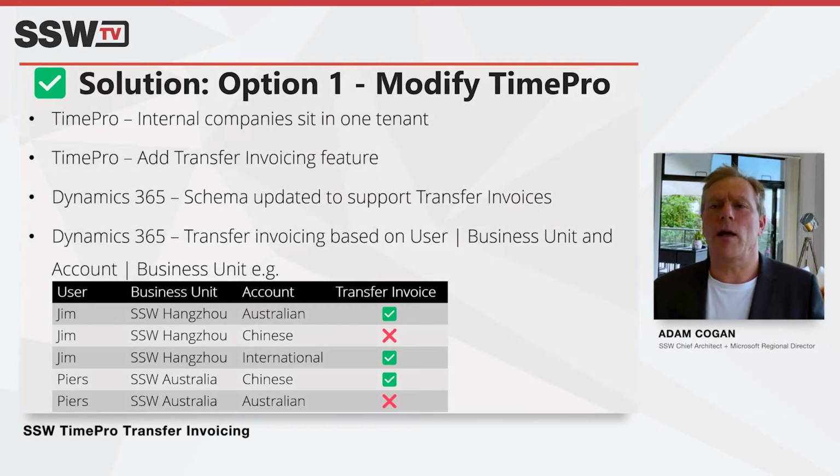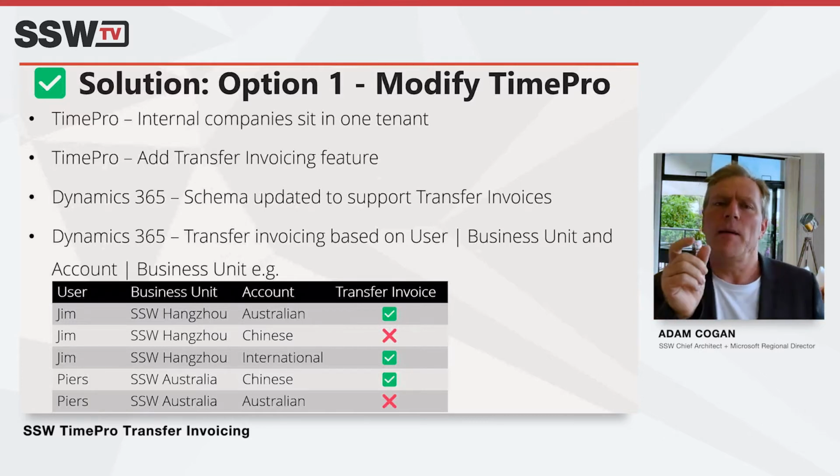So let's talk for the rest of the presentation about option one, which is modifying TimePro. What are we going to do? By the way, most of this would work with option two as well. So option one is everybody's in one tenant, all employees. We add the transfer invoicing feature. We go into Dynamics and we update some schema there, and we use this business unit. So let's go through some examples, and we'll give a lot more details on what I've just said in the following slides.